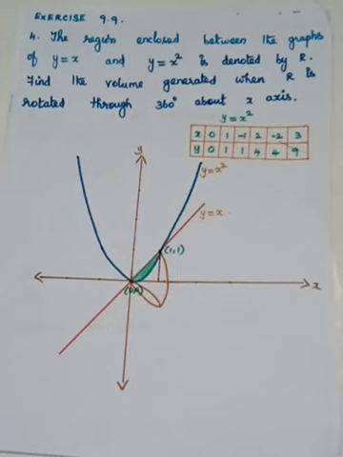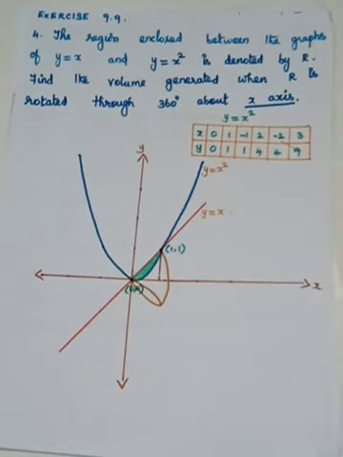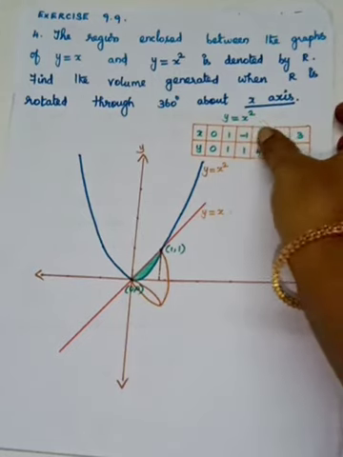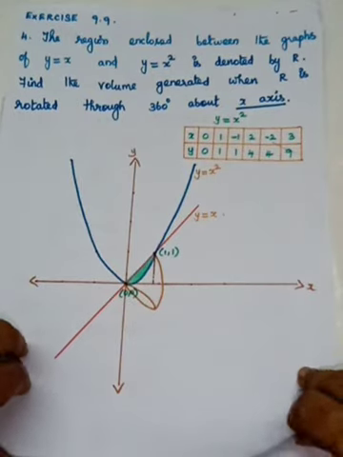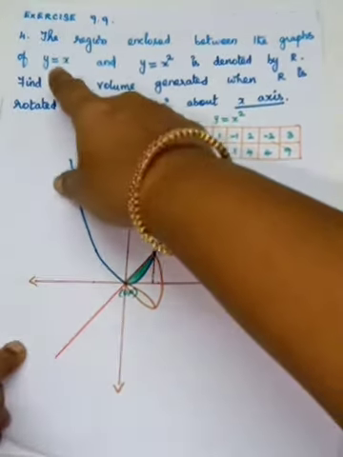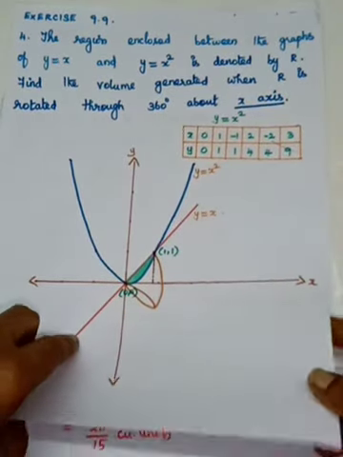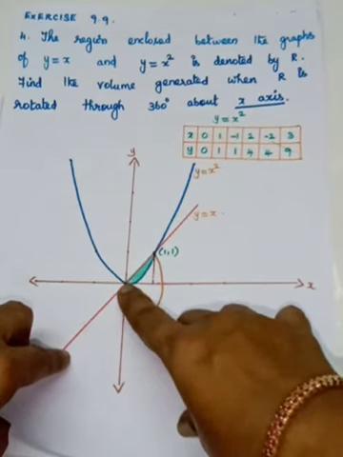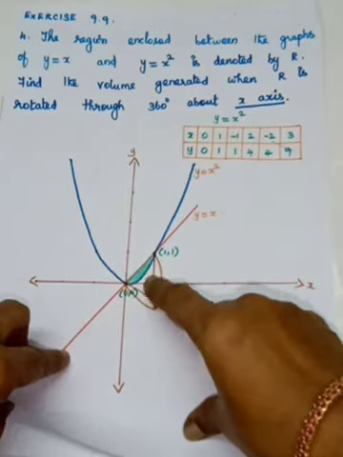It is rotated about which axis? It is rotated about the x-axis. Therefore, what formula do we have to use? The volume is equal to the integral from a to b of pi y squared dx. Here the area is between the line and the curve, so you have to choose the limits, from x equal to 0 to x is equal to 1. So this is the line x is equal to 1.